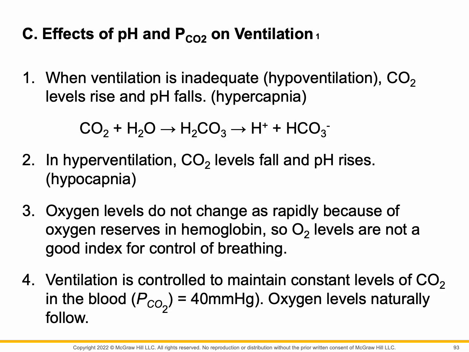Oxygen levels don't change as rapidly because of the oxygen reserves in your hemoglobin. So oxygen levels are not a good index for controlling breathing. Ventilation is controlled to maintain constant levels of CO2 in the bloodstream, to keep the PCO2 at 40 millimeters of mercury. Oxygen levels naturally will follow.